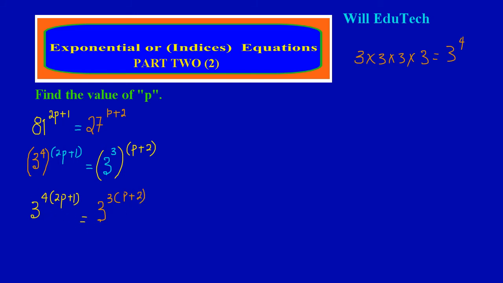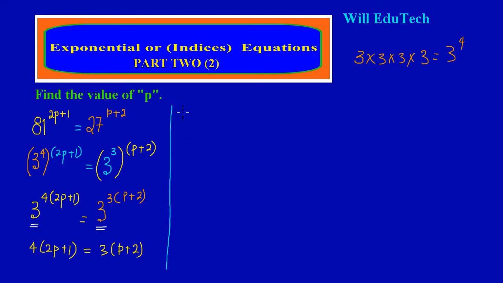So basically what we have accomplished is that we have the same base on both sides of our equation, so we can simply go ahead and equate the powers. On my left hand side, I have 4 times 2p plus 1 on that side, and that is equal to 3 open bracket p plus 2. Okay, my friends? Now we can simply go ahead and calculate this equation by solving for p.